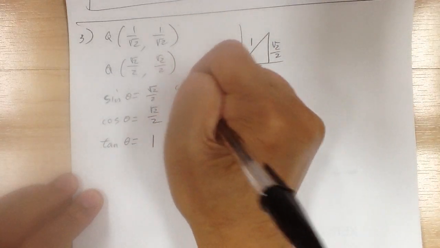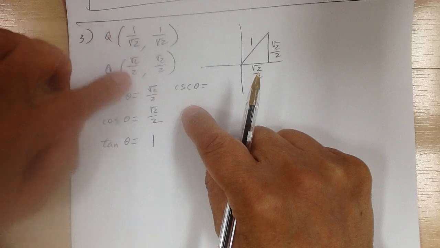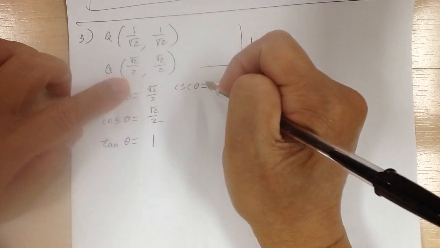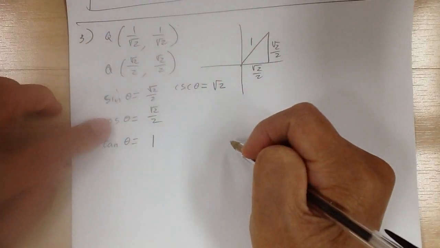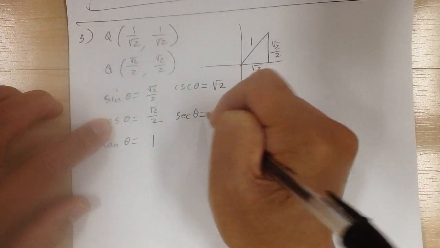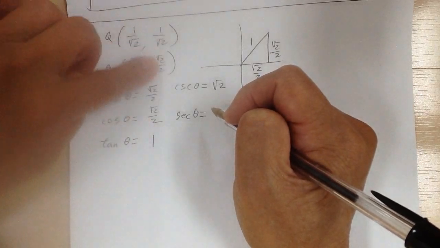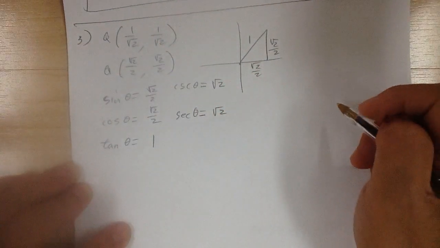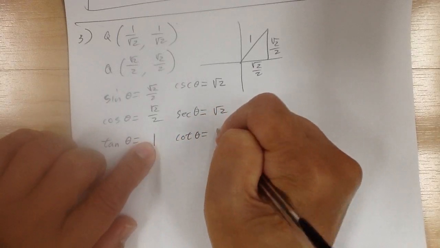Now cosecant: instead of flipping this over, I'm going to say they are the same, right? If you flip this over, you have to simplify, so be smart. I'm going to flip this over, so it'd be square root of 2. Same thing with secant theta: I'm going to flip this over, but this is the same as this, right? So when I flip this over, I get square root of 2. And cotangent, if I flip this over, I get 1.